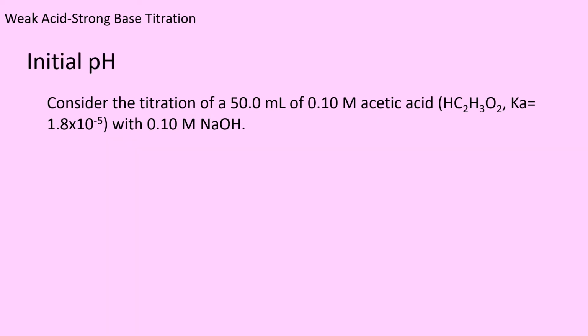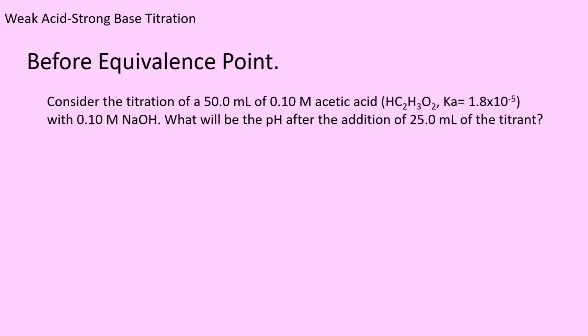Okay, so at the initial pH, let us consider the titration of 50 ml of 0.10 M acetic acid, which has the following Ka value. For this, we will be using a typical weak acid calculation. I have discussed this already in the previous video, so I will not be discussing the steps here anymore. So here, the pH that we will be able to calculate is 2.87.